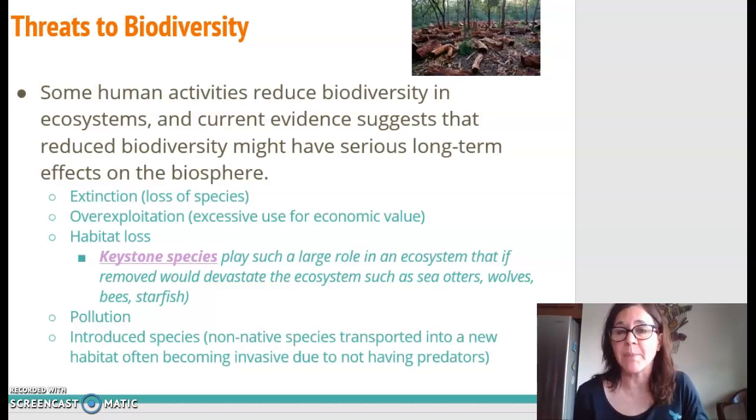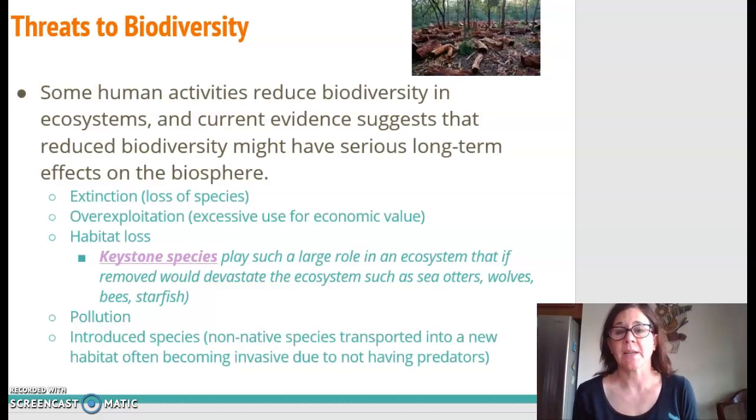It involves a barrier that forms that prevents a bear or a bird from accessing its entire range. This can be caused by the building of roads or harvesting of forests. Removing a keystone species can really devastate an ecosystem and reduce biodiversity as well, like sea otters, wolves, beavers. They really play a huge role in an ecosystem.